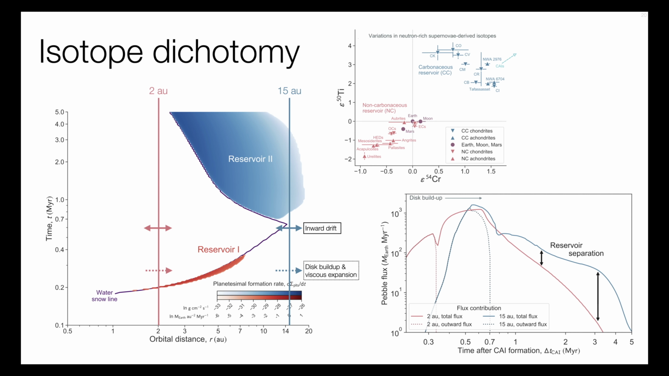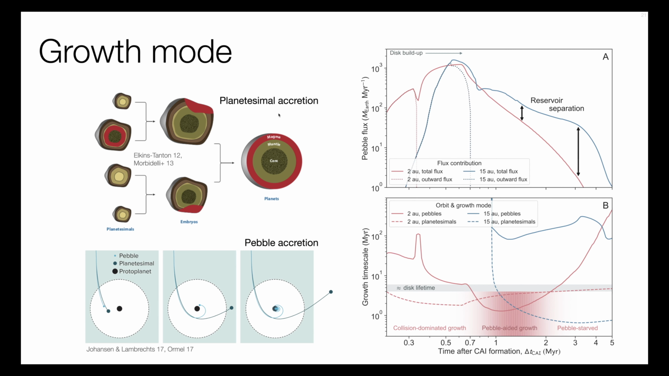Additionally, this has implications for the growth mode of protoplanets. We contrast the efficiency of planetary growth either due to planetesimal accretion or pebble accretion. This is shown on the bottom right for 2 and 15 AU again, which corresponds to the pebble flux from the top plot here that I just discussed.